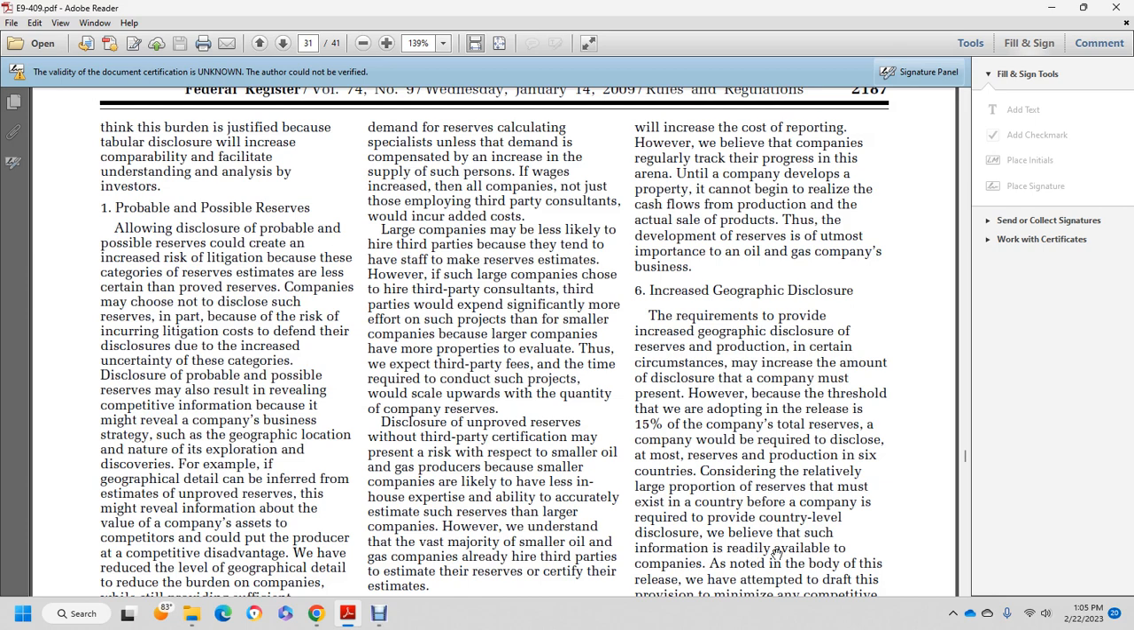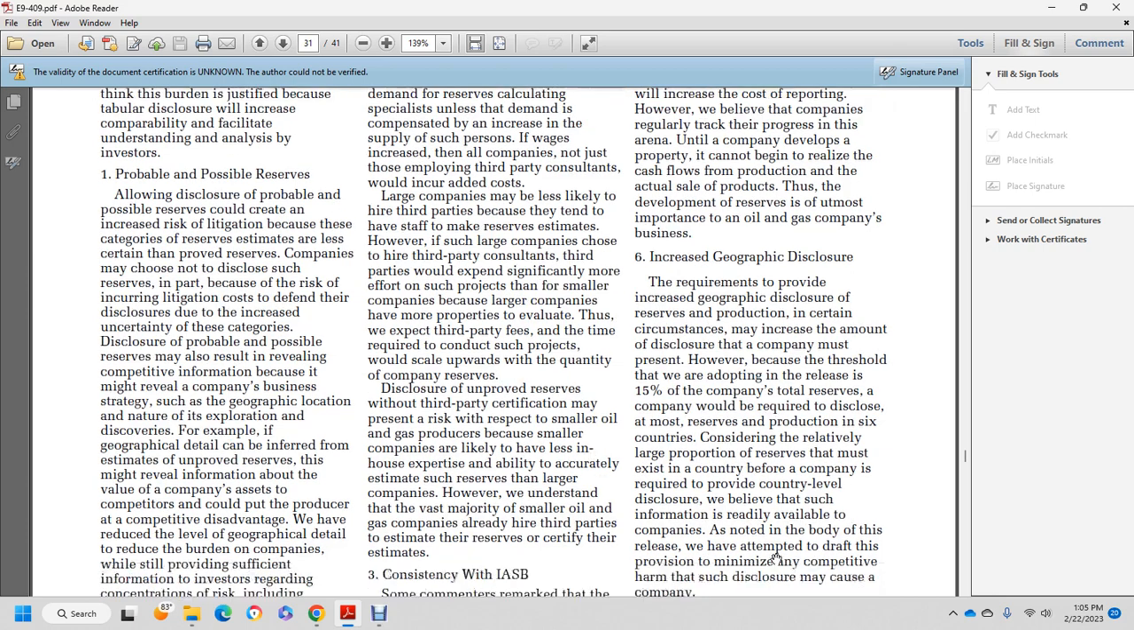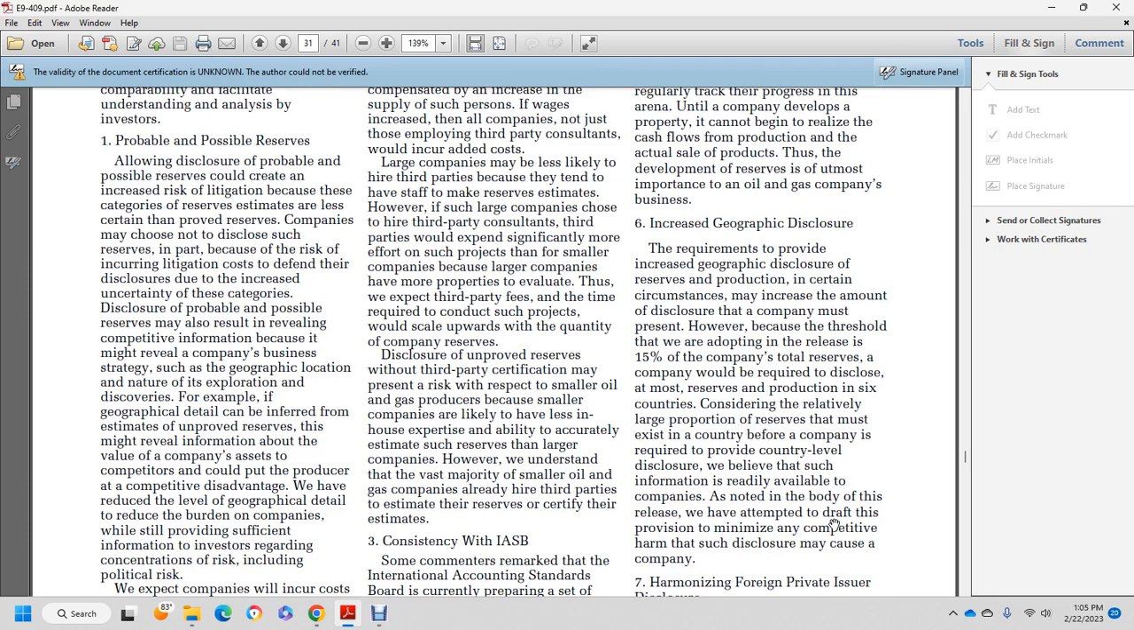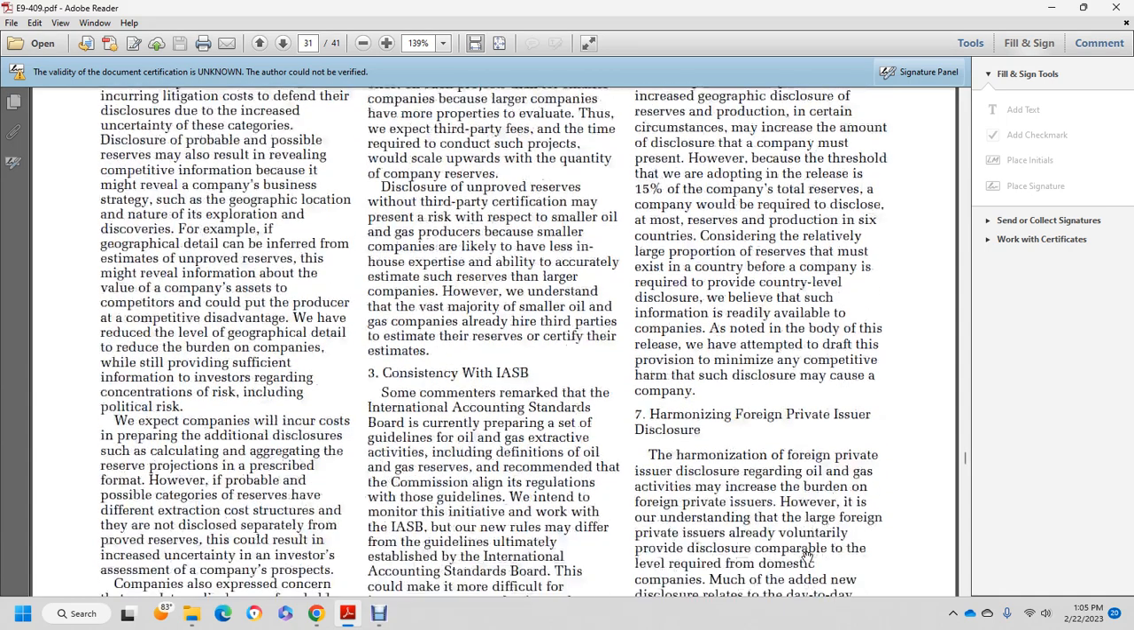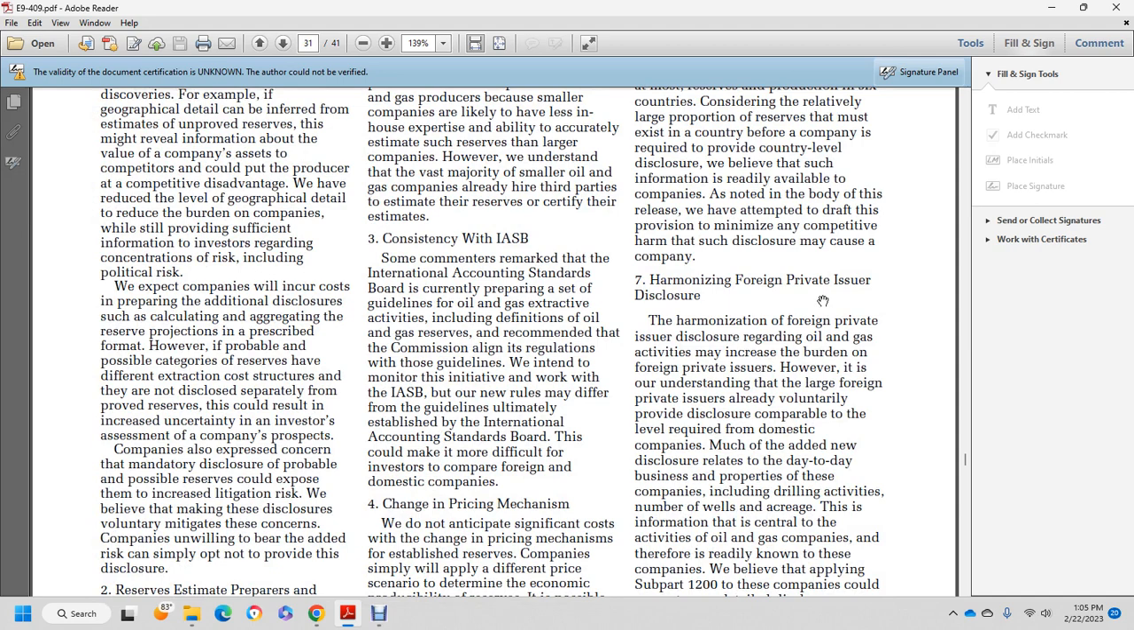We believe that some of this information is readily available to companies who know the value of the reserves. We have attempted to draft the provision to minimize any competitive harm the disclosure may cause the company. 7. Harmonizing foreign private issuer disclosure. Harmonizing the foreign private issuer disclosure regarding oil and gas activity increases the burden on foreign private issuers. However, it is our understanding that many large foreign private issuers already voluntarily provide disclosure comparable to the level required for domestic companies.